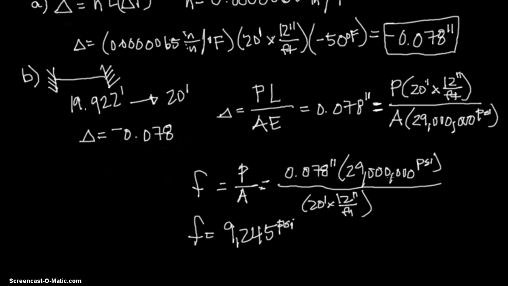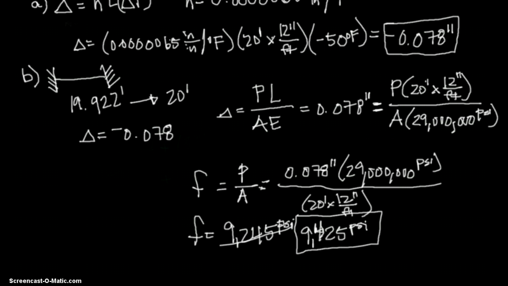And let's double check this. He has 9,425 PSI. I have 9,245. And actually, I'm wrong. I just got it off my calculator incorrectly. It actually is 9,425 PSI. And that matches what he got. And that is your answer. And hopefully that makes sense to you.